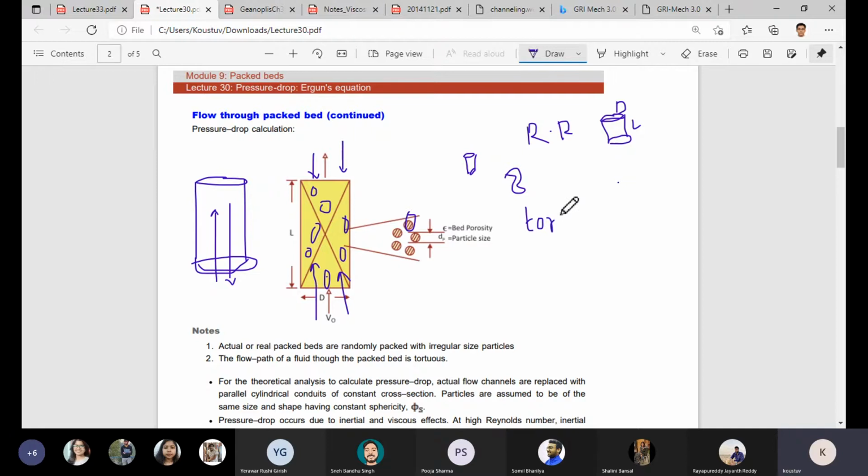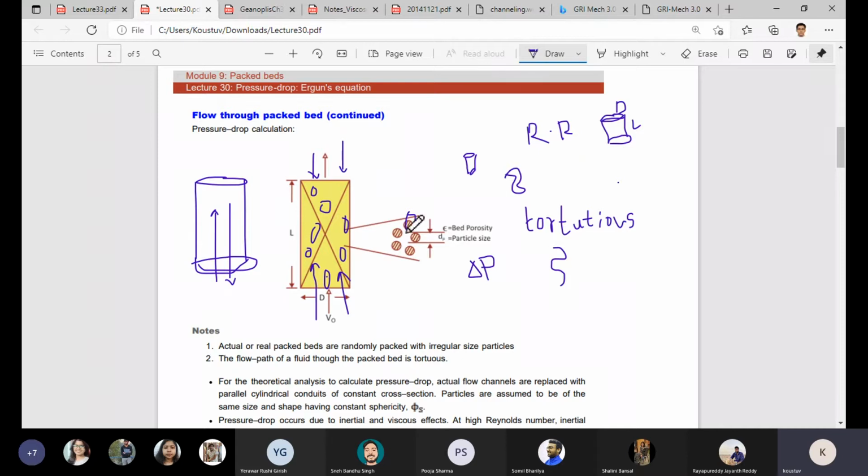Please just check the spelling, I may be making a mistake. It is basically that the path is not straight. It is some kind of crooked or different shape, so the fluid has to travel a longer distance. Accordingly, the delta P will be a function of these factors.